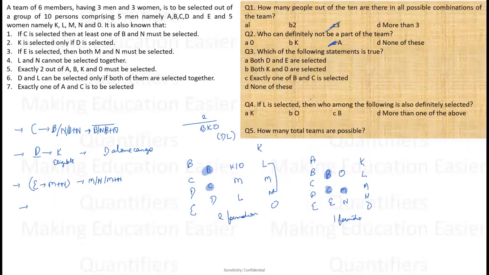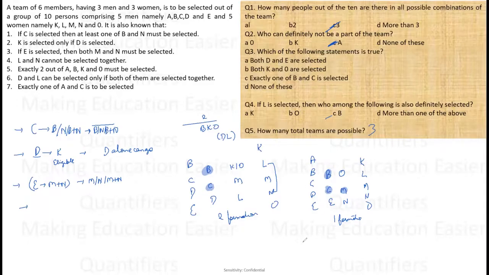ये आप कर लेना खुद ही. If L is selected, then who must be selected? So L वाला केस अपने पास ये है. Then B, C, D must be selected. So B तो वैसे ही हर जगह पे था. O and K is not compulsory. One among O and K, but O and K both are not compulsory. How many teams are possible? Three teams are possible. Right. So this completes my selection set.